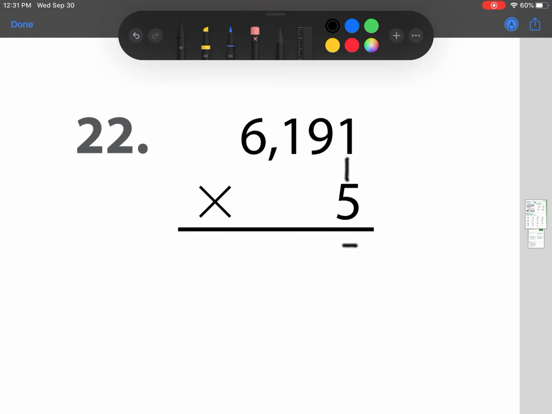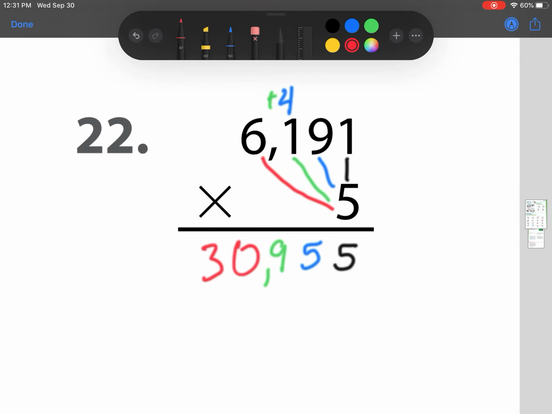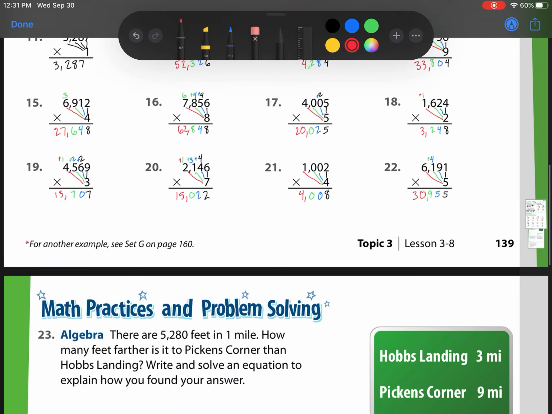5 times 1 is 5. 5 times 9 is 45. So we regroup that 4. 5 times 1 is 5, plus 4 is 9. And lastly, 5 times 6 is 30. For 30,955.